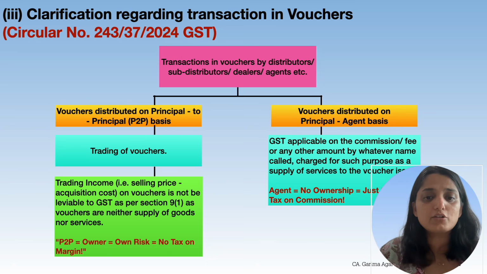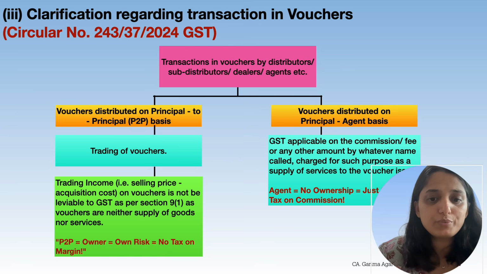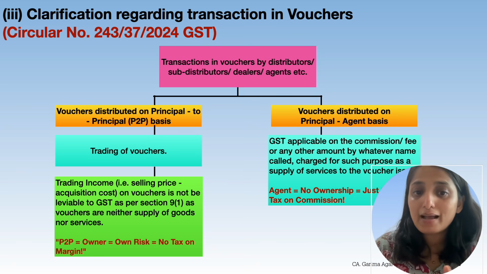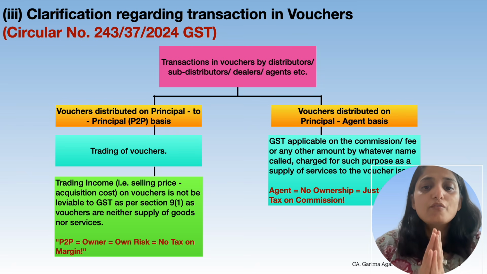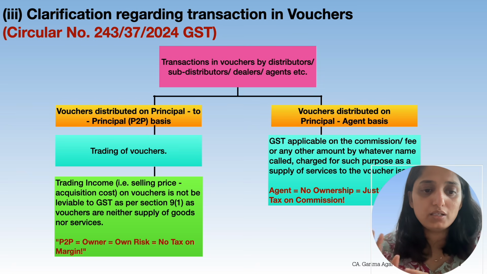Now let's make it more clear with the help of a very simple example. Let's say you are a movie distributor and there is a big production house, the principal, which is making a blockbuster movie. Now the owner, Big B Productions, makes 1,000 movie vouchers. They sell these 100 vouchers to Raj store for 800 rupees each, at a 20% discount. Now Raj owns these vouchers, and he sells them at 1,000 each to the ultimate customer. This 200 profit that Raj makes is known as trading income, because he becomes the owner of those vouchers. He bought those vouchers, it's like buying any other product.